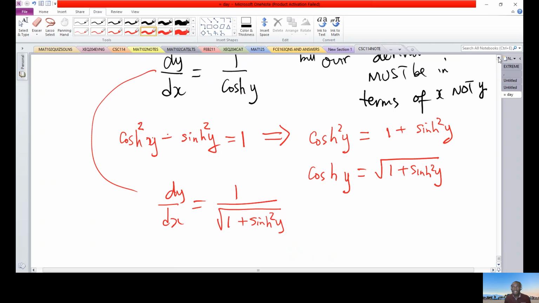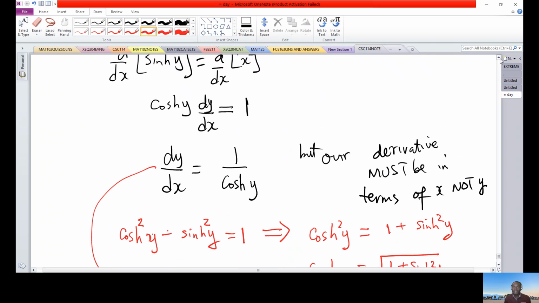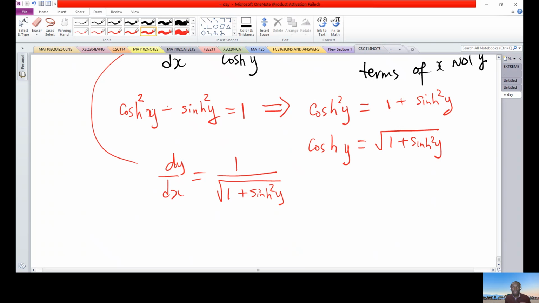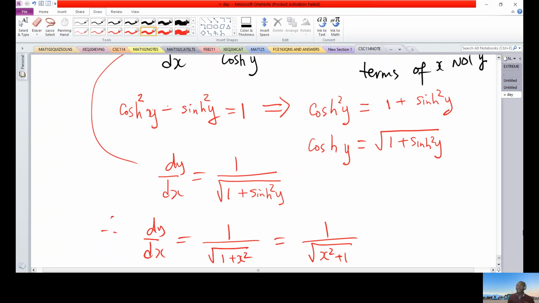But remember from the start that hyperbolic sine of y is given by x. So which means that hyperbolic sine of y squared is given by x squared. So therefore, dy/dx will be given by 1 over the square root of 1 plus x squared, or just the same as 1 over the square root of x squared plus 1. So that is what we have.